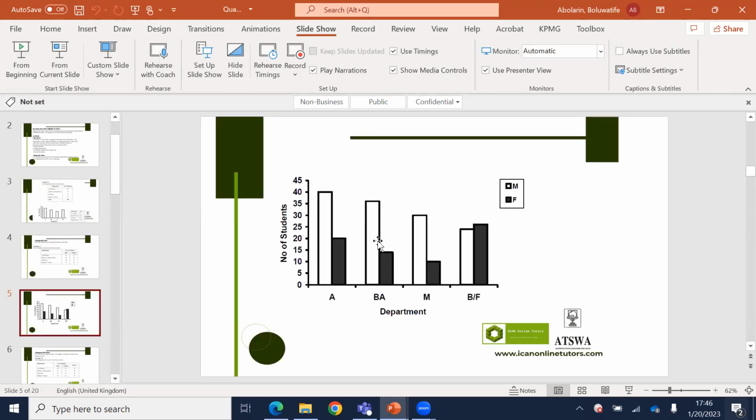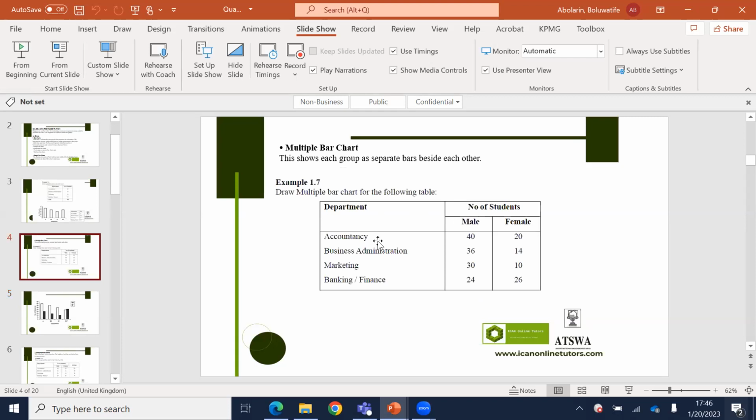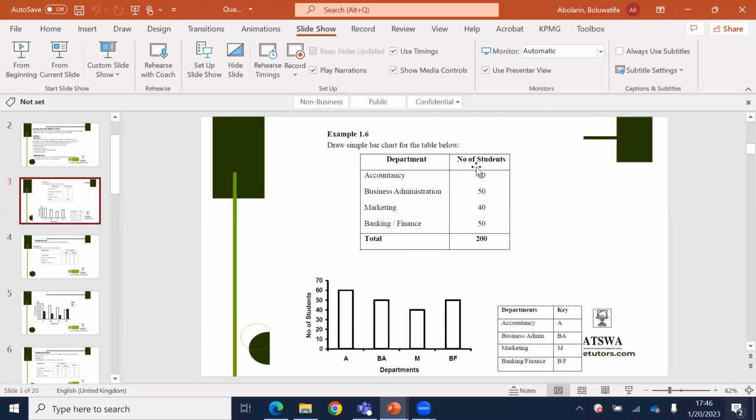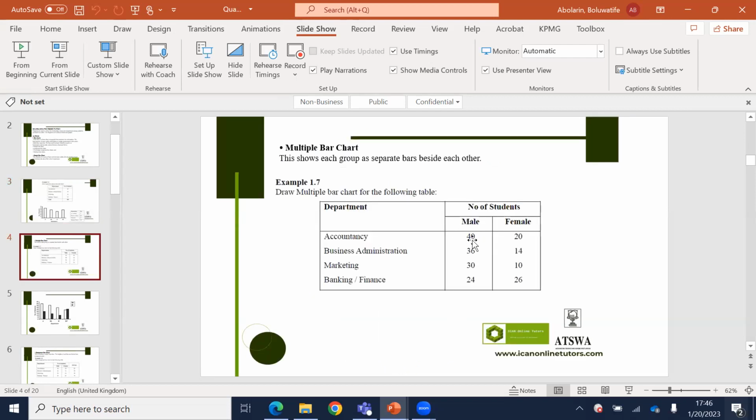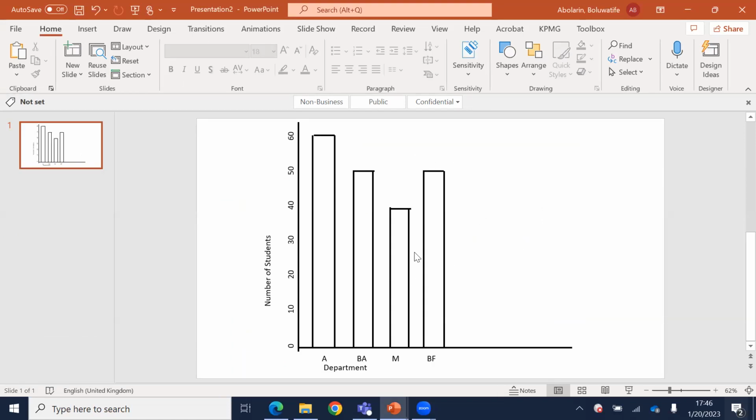So now I want us to do this question. So we have accountancy, business, and the same thing we have there. If you notice, this one is just 60. They now separated what constitutes this 60. They separated it in their own. So now we have male. Male is 40. So we have to scatter what we have and do it.